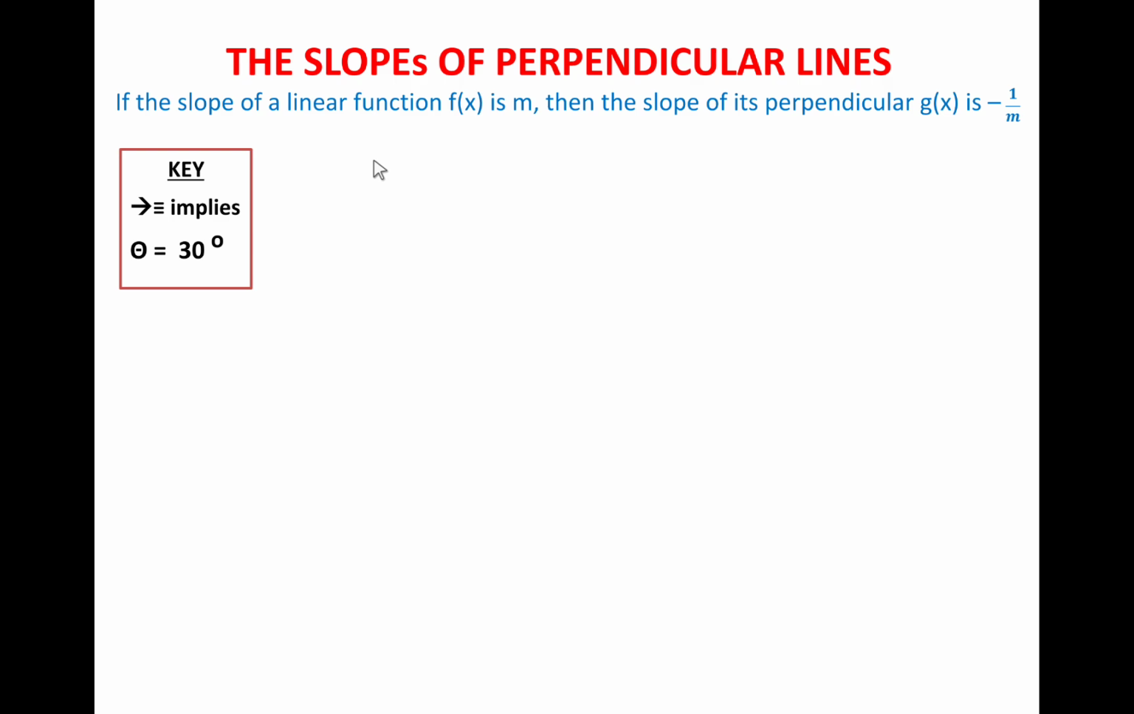So let's go ahead and first assume that when I use the right arrow, I mean implies. So it's used as a symbol for implies. And on our way to proving this hypothesis, we're going to use an angle. We're going to call it theta. That angle is like 30 degrees.